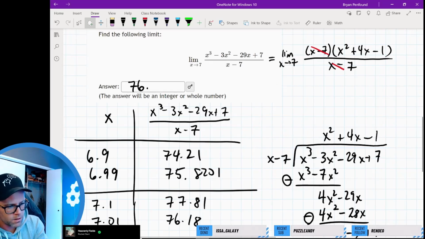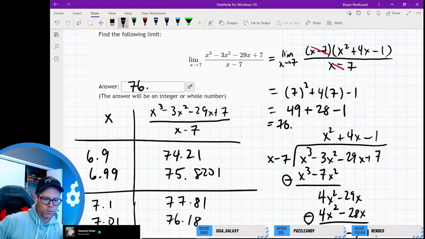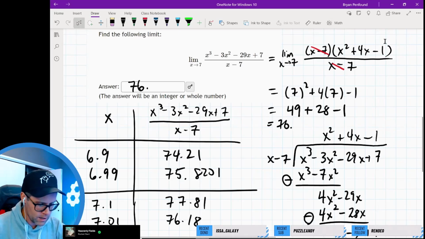So we can now substitute 7 in. We should be able to get 7 squared plus 4 times 7 minus 1, and that's 49 and 28 minus 1. Is that 76? I hope it's 76. So 48 and 28 is 76, I think, right? 76. So there we go. So there's kind of our more algebraic proof that should be the case, but it does involve a little bit of legwork to figure out what that quadratic factor is for the x cubed bit.